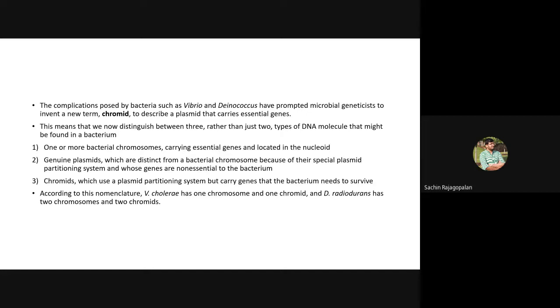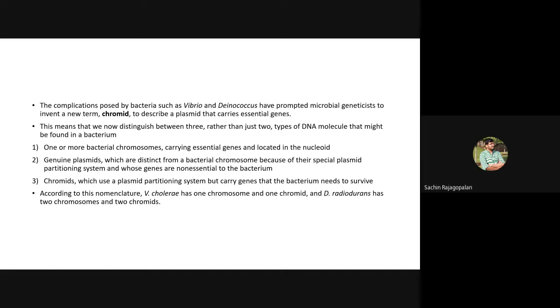So according to this nomenclature, these terminologies that we have discussed, Vibrio cholerae has one chromosome, one chromid. And Deinococcus radiodurans has two chromosomes and two chromids, which means that the plasmids they are possessing are carrying essential genes. So hence we are not calling them genuine plasmids, rather we are referring to them as chromids. Is the terminology clear to all of you?